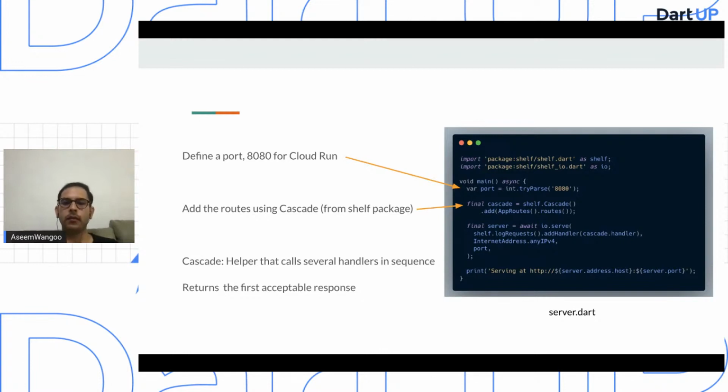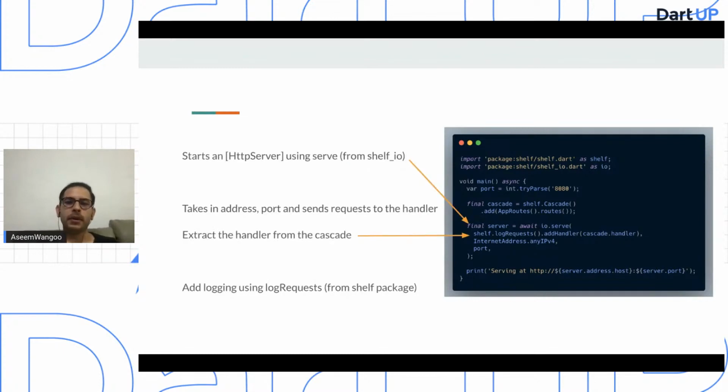Now let's see what does this io.serve look like. In the previous slide, we saw we have all the routes bundled with cascade. We have initialized our port as 8080. The last thing is we now want to start an HTTP server, which would help us in serving our application. So that is done using io.serve. io is a method which is also present in one of the files of the shelf package. This serve method takes in 3 parameters.